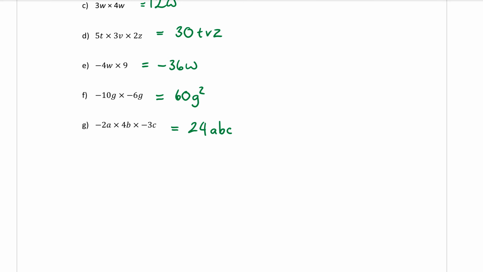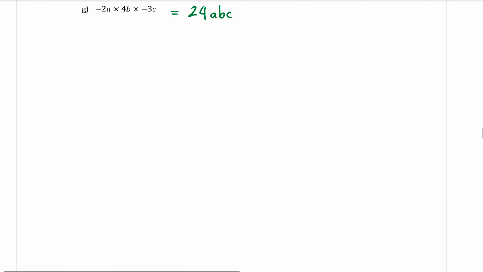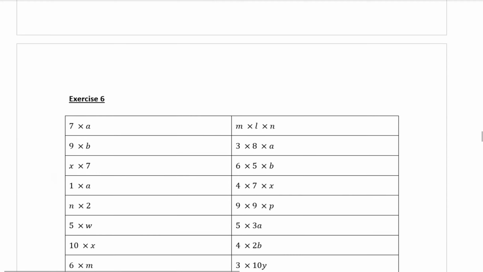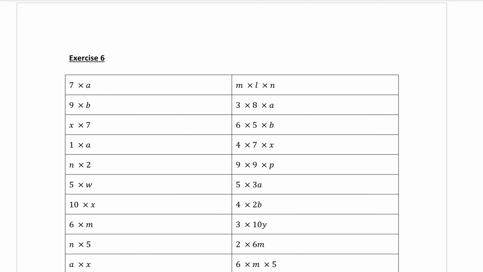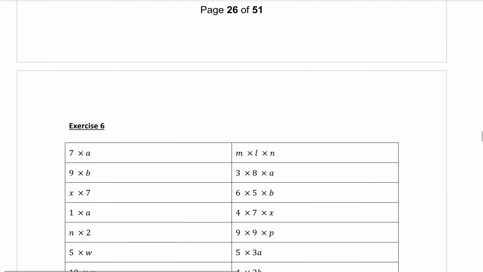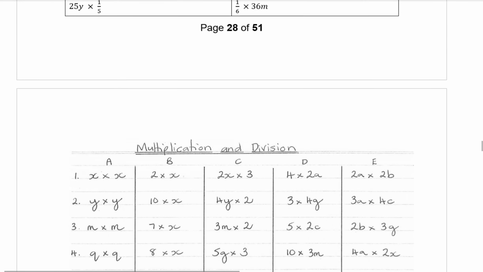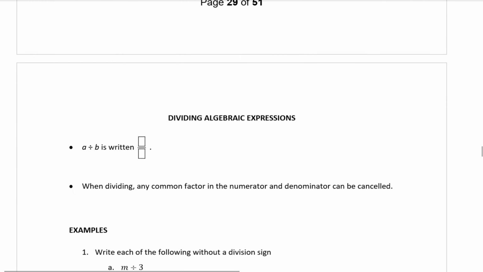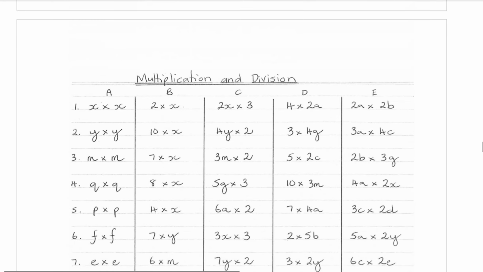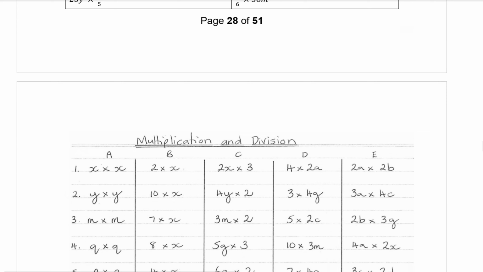Okay, so we have one lesson to practice multiplying. So you have a couple of pages here. Exercise 6 is what you're doing today. So what are we at? Page 27, 28, 29. So 3 pages there to get done. Please make sure that you're getting all of your work done and that you're checking your answers to make sure that you are on track.